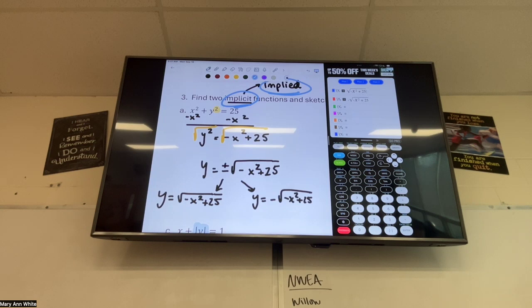Who's ready to see this graph? It's pretty cool. Let me make sure my window's fine. It does make a circle. Wait, I didn't do my window right. Circle! Look at that! Mine is pretty, isn't it?